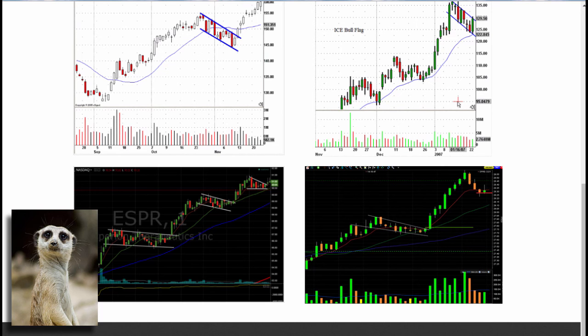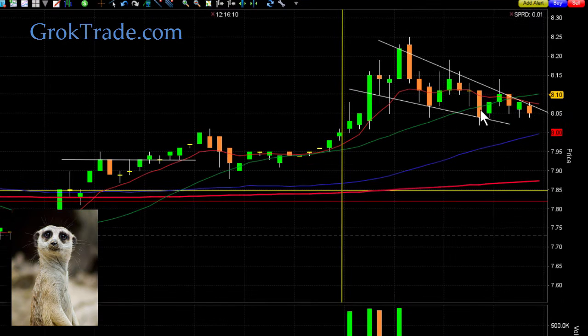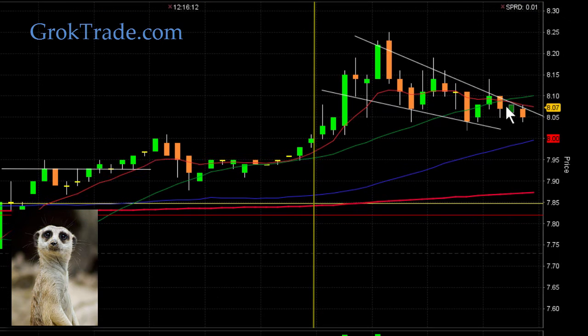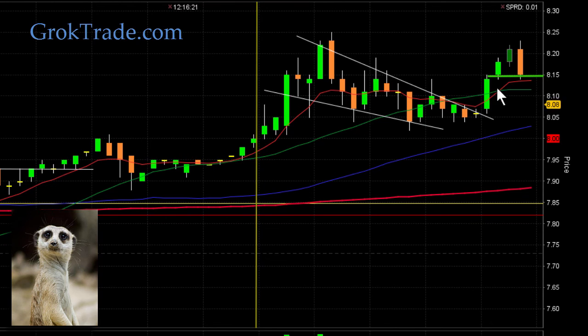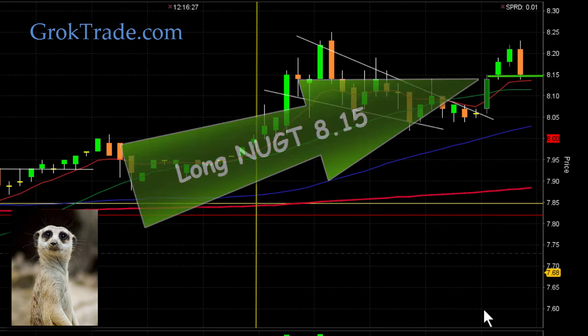So let's go back to NUGT here, and here it is in a bull flag. You see how it's going back and forth within this tight channel, ready to break out. Now I'm a little concerned because the 20 moving average is there. That could be resistance, so I set an order just above there. Let's see what happened next, and boom, boom, there he goes, popped up here, and I got filled at $8.15. I am long here on NUGT.